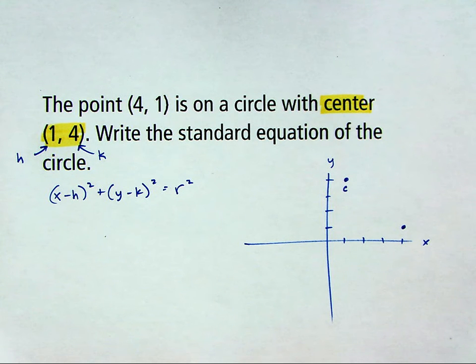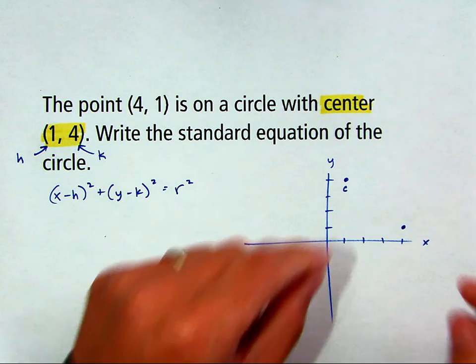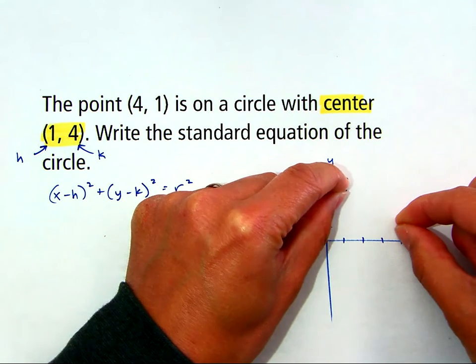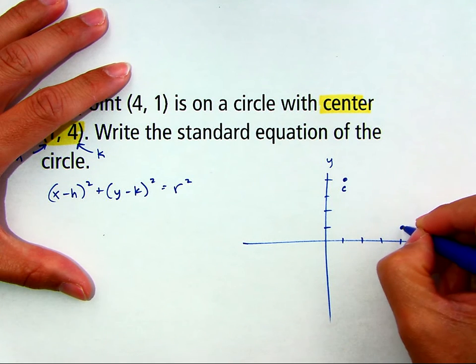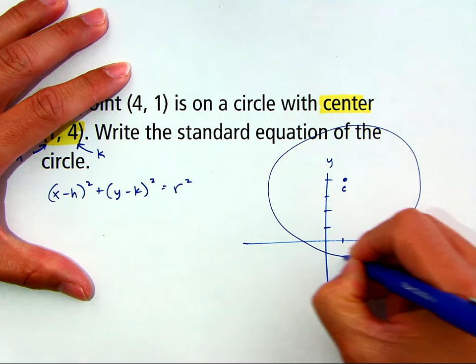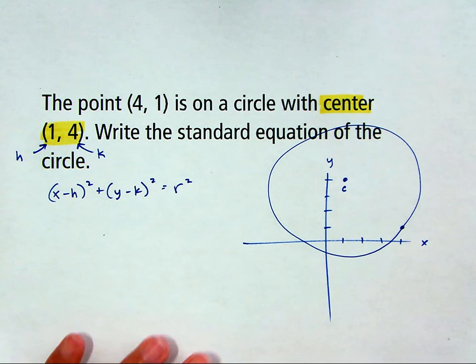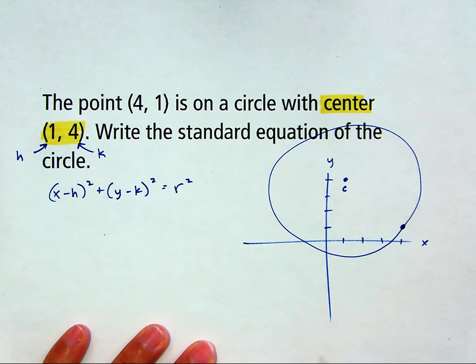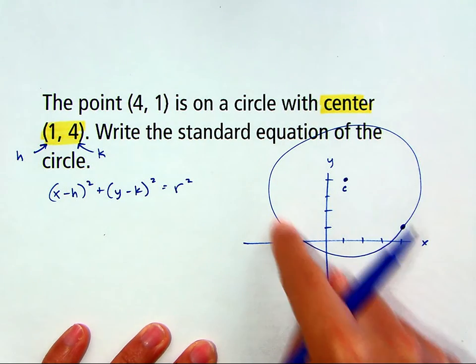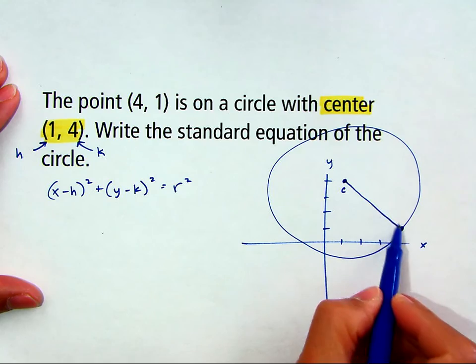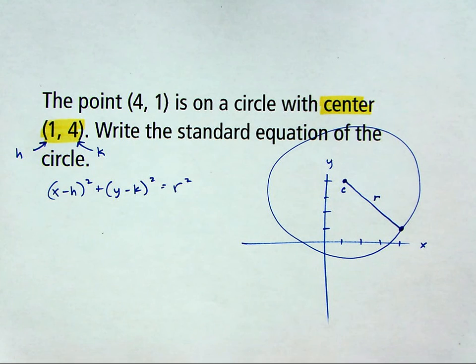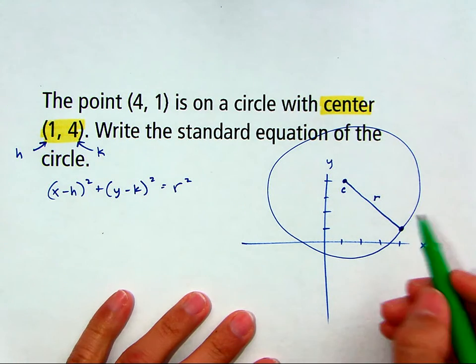Okay. So if I had a string, which I could extend here and then whip that string around, that would give me the shape of the circle. So the circle is going to look something like that. So we know one point on the edge of the circle, and we know its center, and all these other points would be the same distance. So the question is, what is that distance? That's the radius.